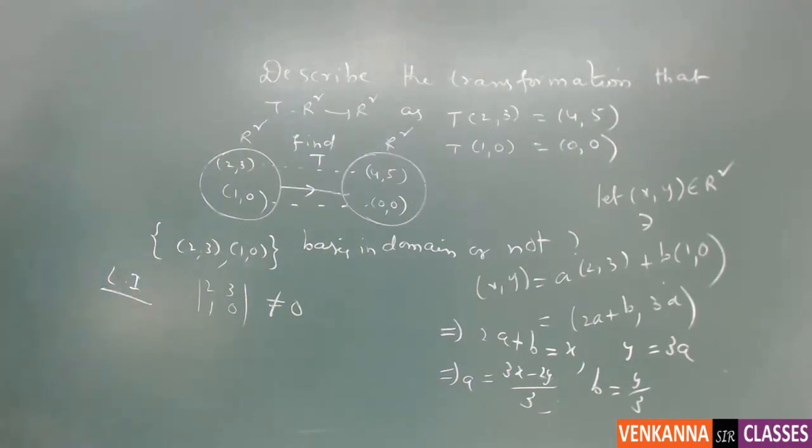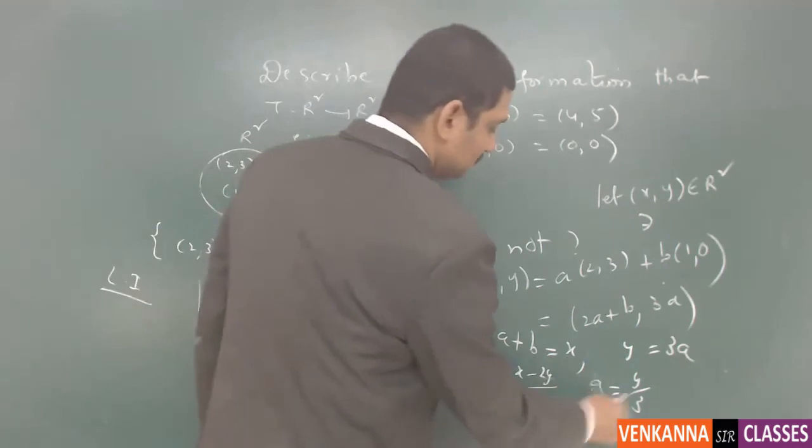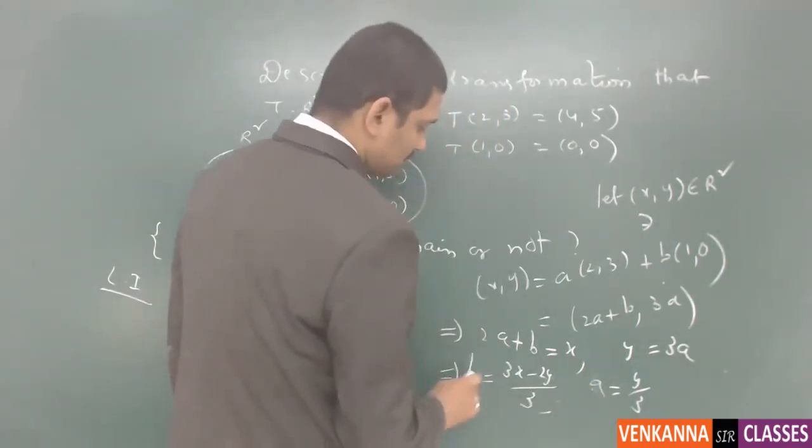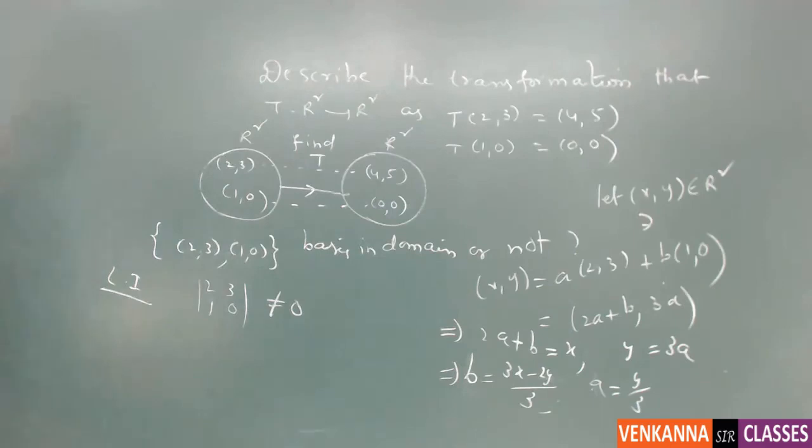So if you solve the equations, the value of a is (3x minus 2y) by 3 and the value of b is y by 3. I have a little doubt. This is a, right? So the value of a is y by 3 and the value of b is (3x minus 2y) by 3. After finding the scalar values, I am going to define the transformation in the following manner.